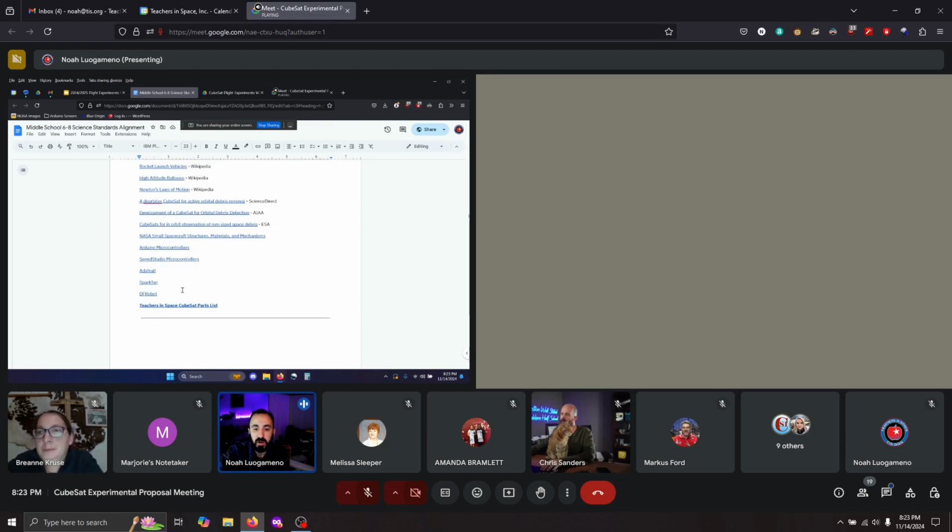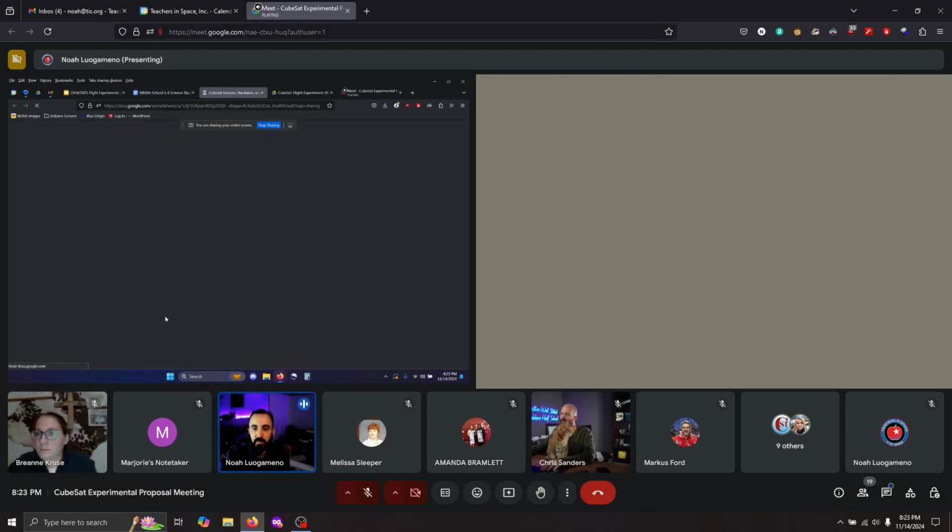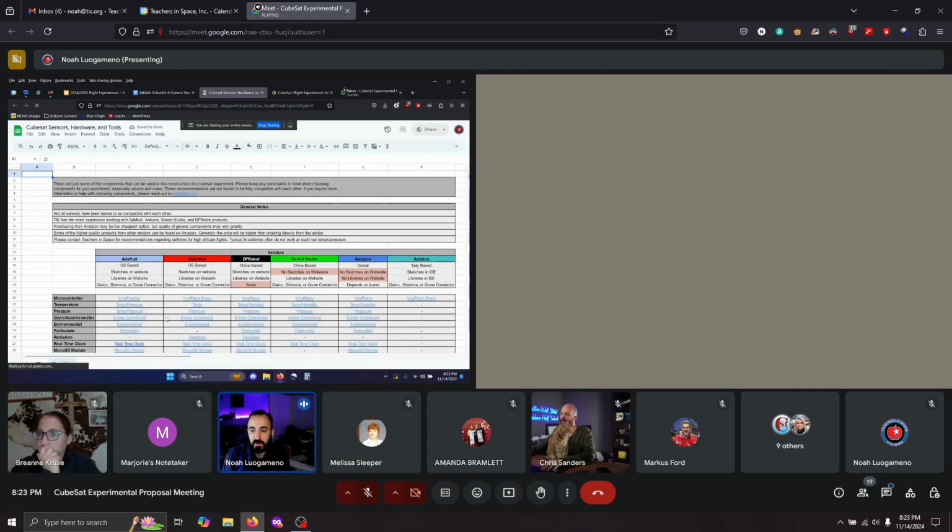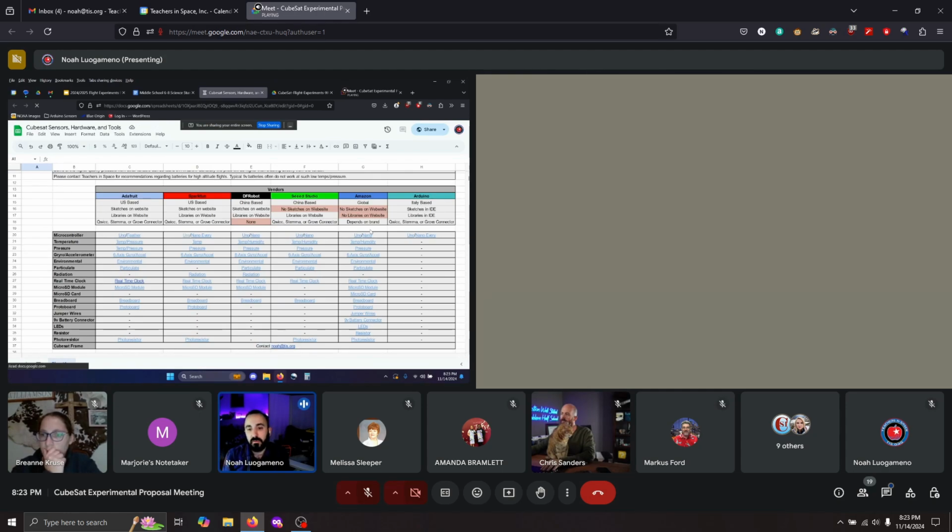Every single one at the bottom of the list of resources has a link to a spreadsheet. And this is another thing that I put together. This spreadsheet gives you various sensors as well as various suppliers of those sensors. And, each supplier kind of has their strengths and their weaknesses.